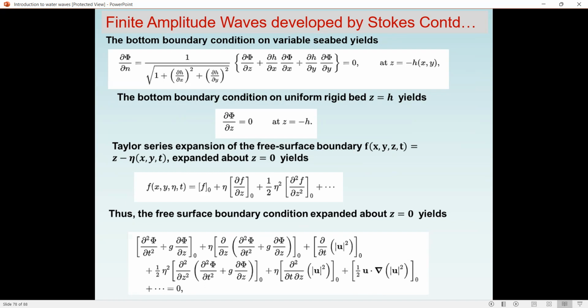And if you have a Taylor series expansion, then from that, this is the way we generalize the higher order wave theory: if you have a function f at z equal to eta, you can expand it about z equal to 0. This is the way we expand it in a Taylor series and substitute for this. The first term in the last equation, del squared phi by del t squared plus g del phi by del z equal to 0, becomes the linear part, and the rest of the terms are the nonlinear terms, and that contributes to the nonlinear wave theory.